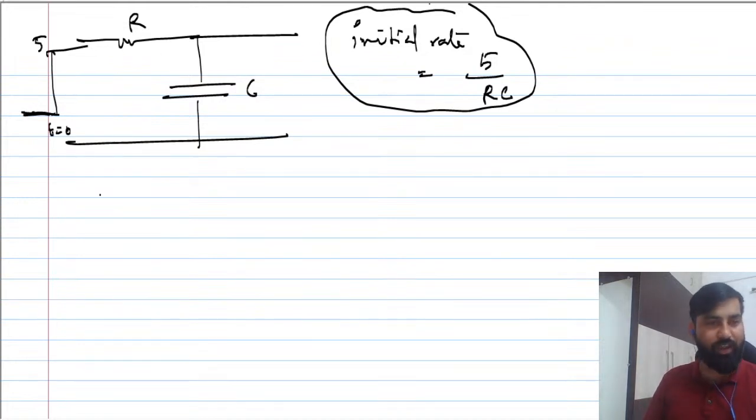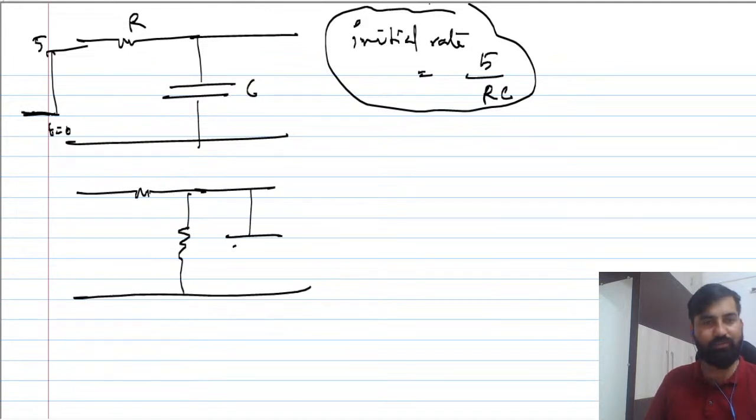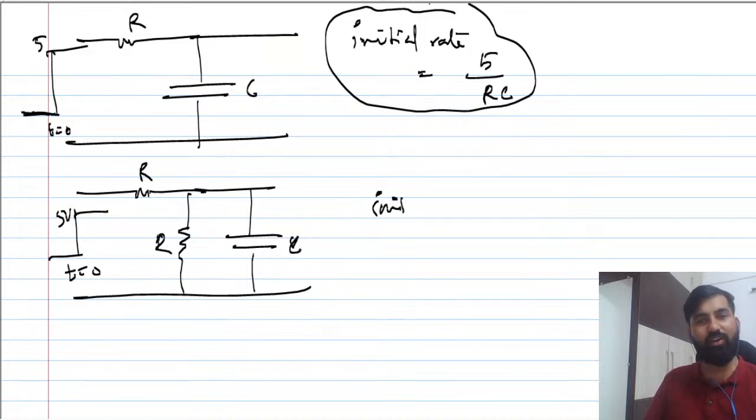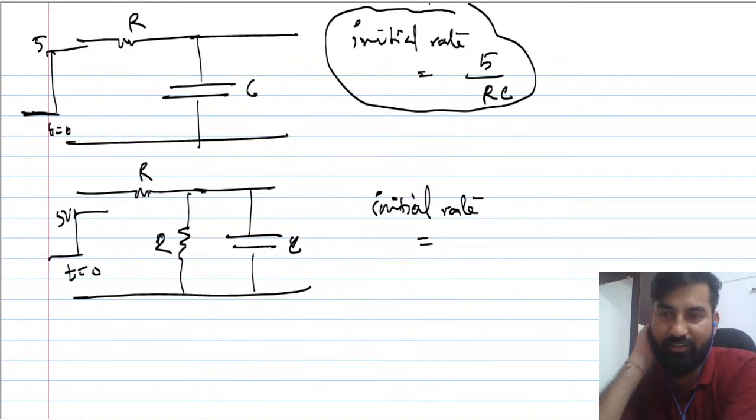So if I'm connecting the voltage divider in front of the capacitor, the same circuit, same input, R and C, can somebody calculate what is the initial rate now? The initial rate at which the capacitor will charge. Will it be same or different? Anyone? Will it be same or different?